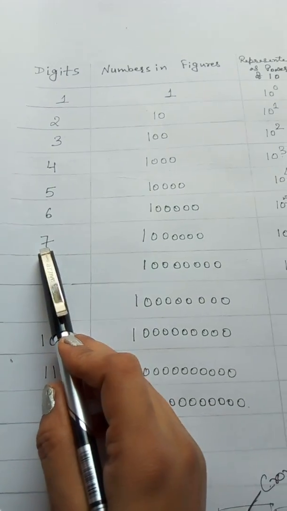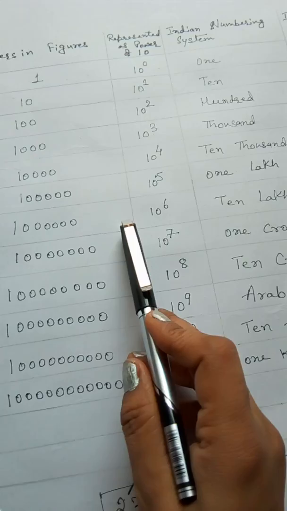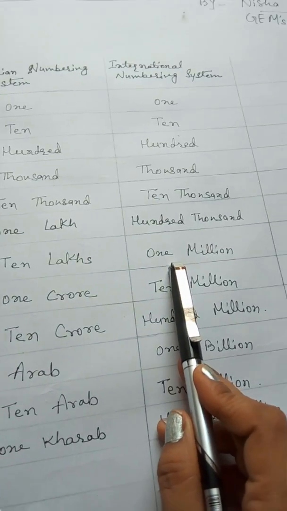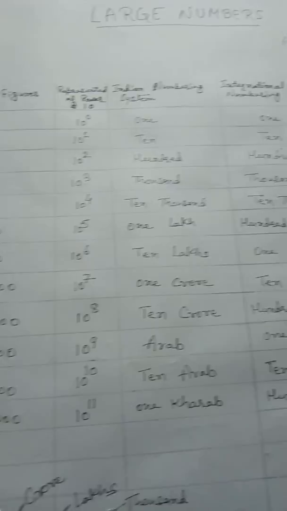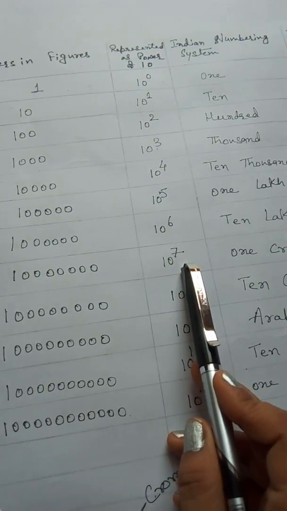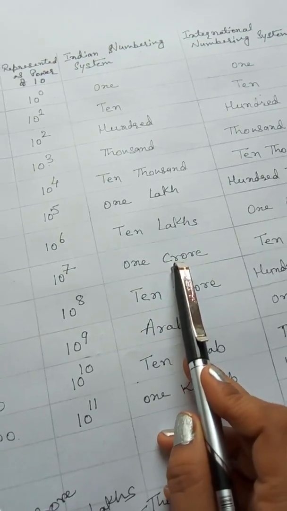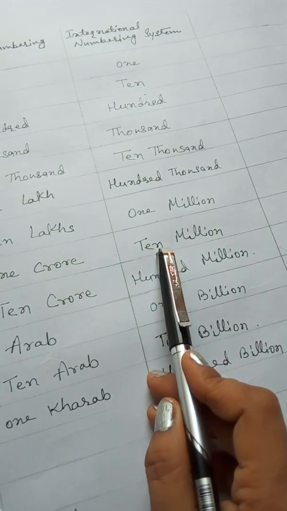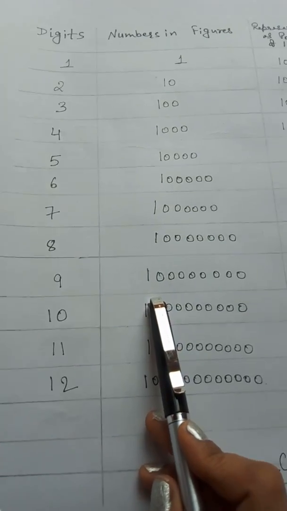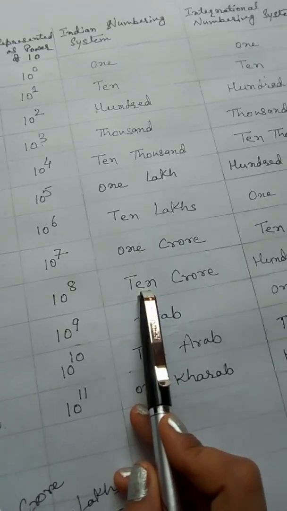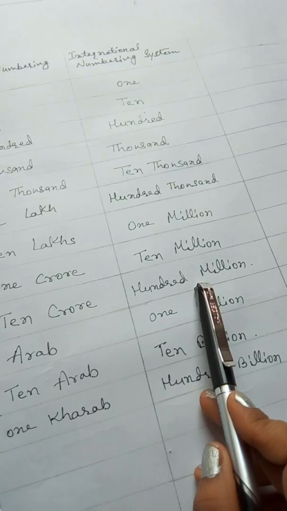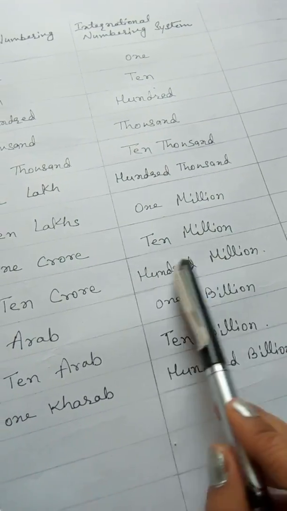Now the smallest seven-digit number is 1 and 6 zeros, 10 to the power 6. This is called 10 lakhs, and according to the international numbering system, 1 million. Now the eight-digit number is 1 and 7 zeros, 10 to the power 7. It becomes 1 crore, and according to the international numbering system, it becomes 10 million. Now the nine-digit number is 1 and 8 zeros, 10 to the power 8, called 10 crore, and in the international numbering system it is called 100 million.